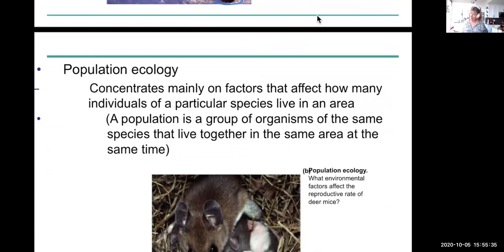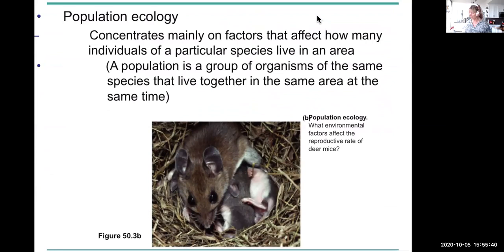Another one is they have enormous paws to walk on snow and ice. You may look at population ecology, concentrating on factors that affect how many individuals of a particular species live in an area. So a population is a group of organisms of the same species that live together in the same area at the same time. So they will be interbreeding. So you might ask some kind of question like, which environmental factors affect the reproductive rate of deer mice?